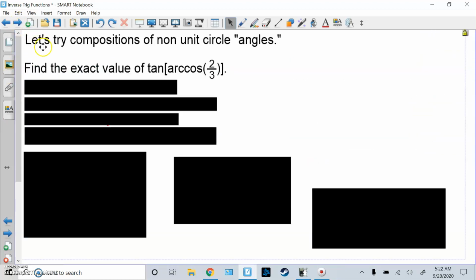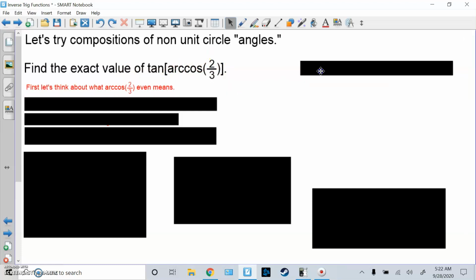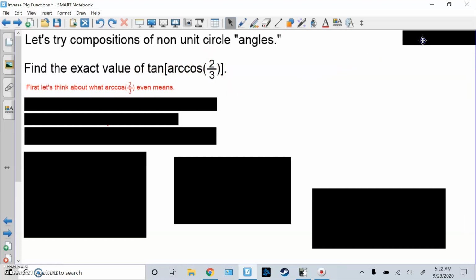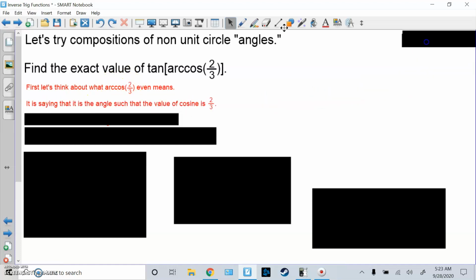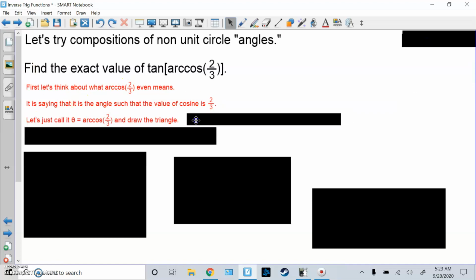For the last two slides, we do compositions of non-unit circle angles. So here, find the exact value of tangent of arc cosine of 2/3. First, ask yourself, what does arc cosine of 2/3 even mean? Remember, when you see arc sine, arc cosine, arc tangent, or the inverse, they're talking about angles. They're saying, what angle gives you this cosine value of 2/3? Alright, so let's just call it theta.